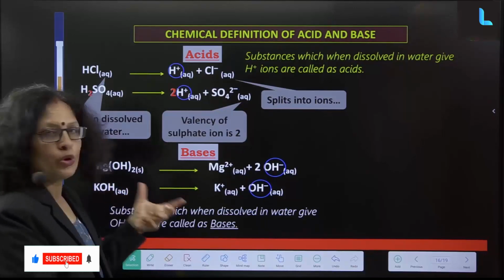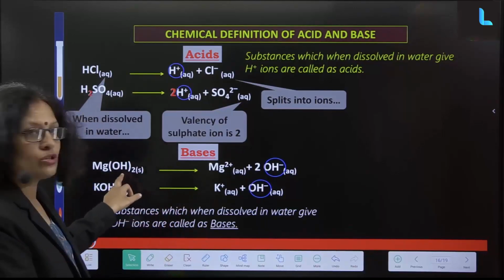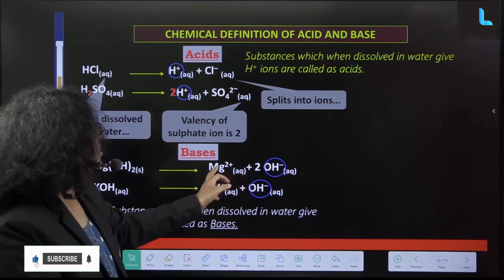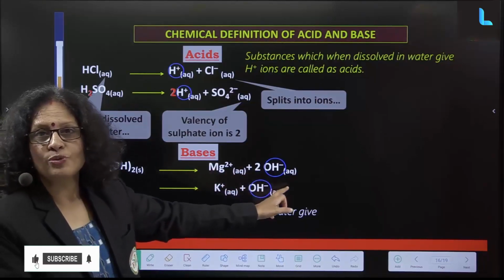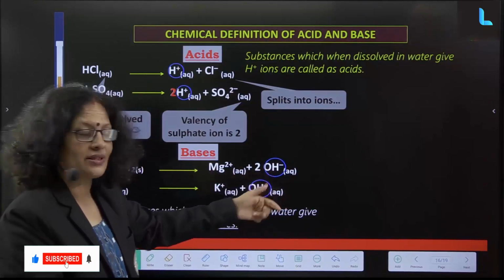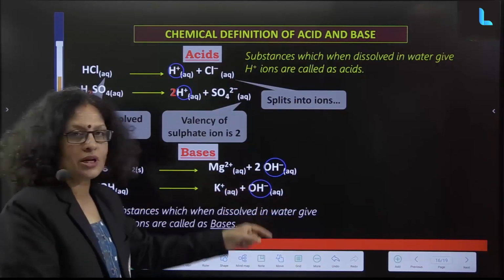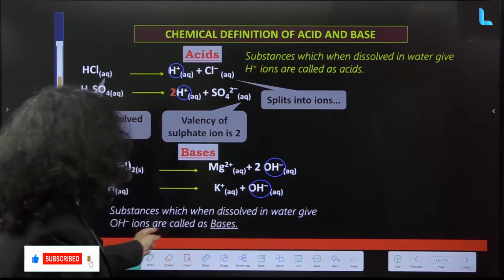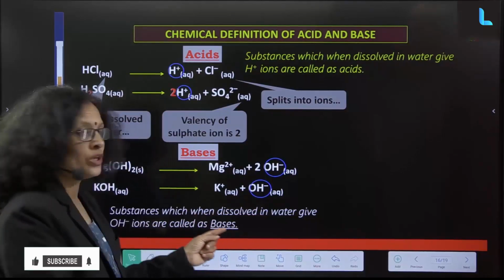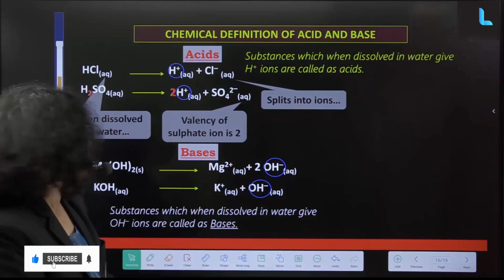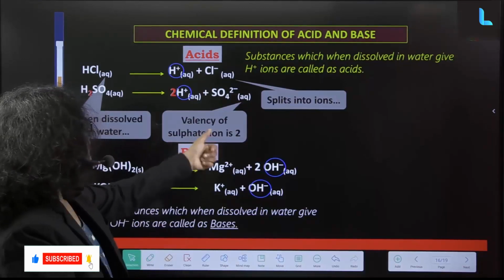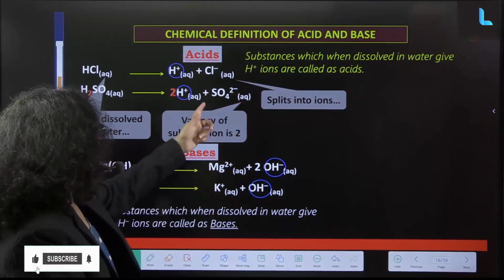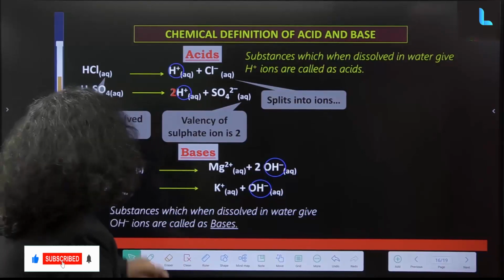Basic substances will give OH minus ions, like Mg(OH)2. On ionization you get Mg2 plus and 2OH minus, so it is a basic substance. Then KOH gives K plus and OH minus, so this is also a basic substance. Substances which give OH minus ions when dissolved in water are called bases. Okay, so the valency of the sulfate ion is 2, that's why SO4 2 minus.